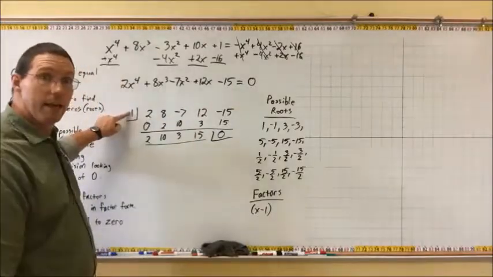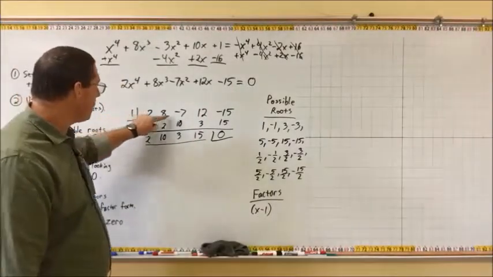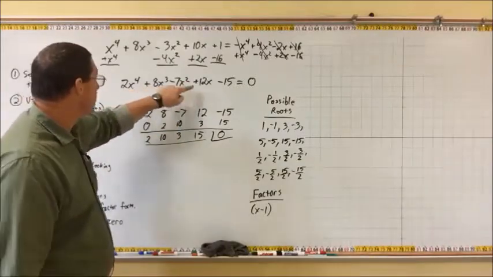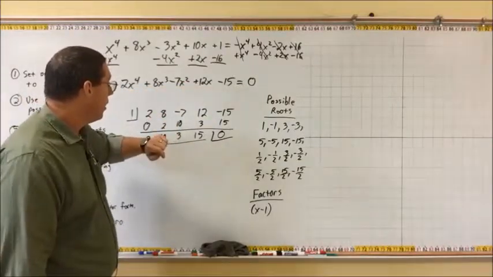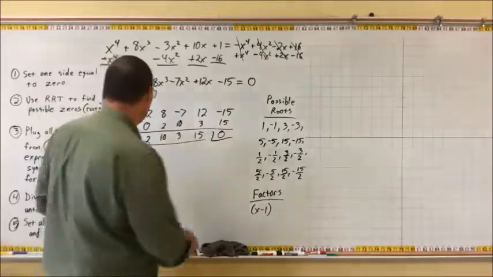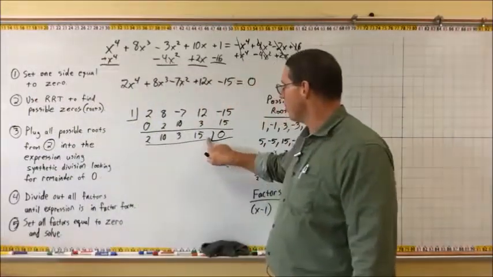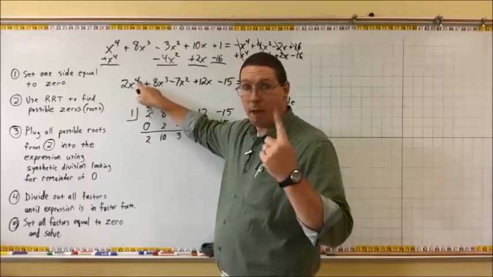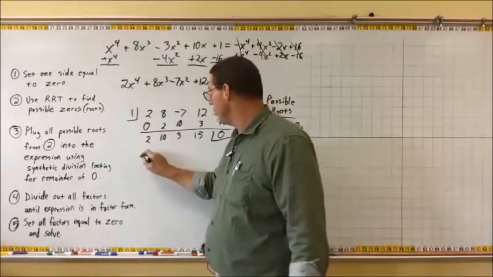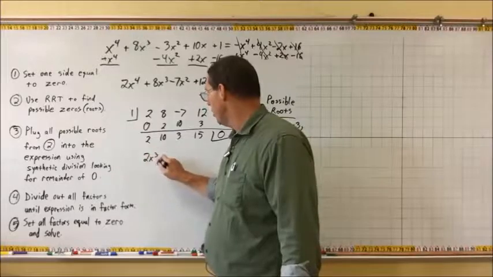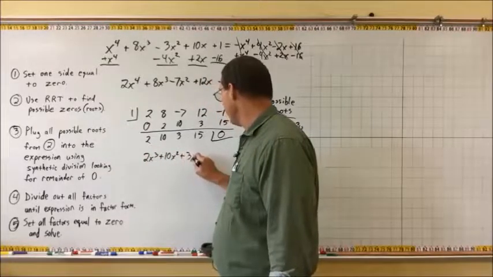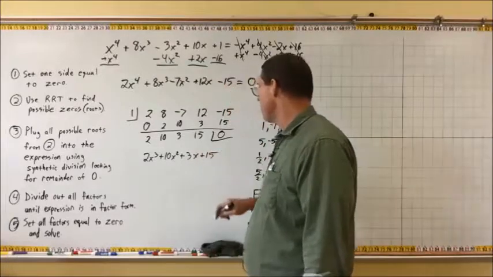That's what we did. And then if it was synthetic division, what numbers would you put across the top here? You'd put these numbers, 2, 8, negative 7, 12, and negative 15. And whatever you got down here, what would this become? What would this answer be right here? What would the answer be? It would be, the power would go down by 1, so this would be x to the third. It would be 2x to the third plus 10x squared plus 3x plus 15.